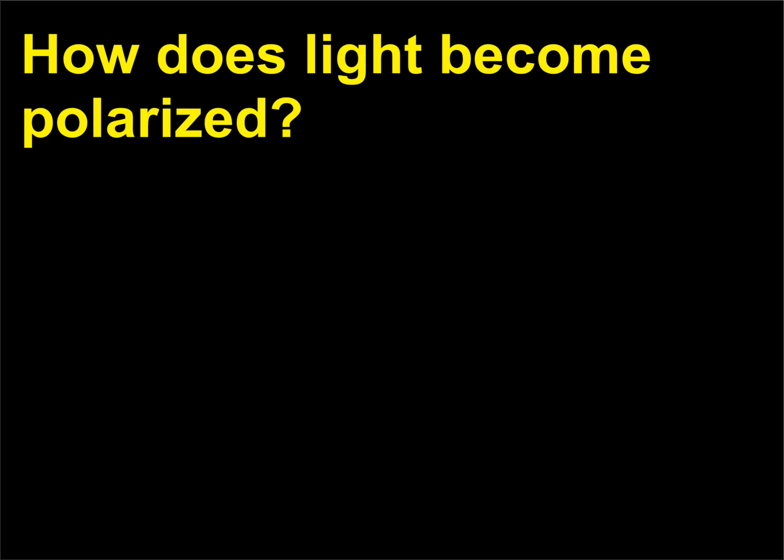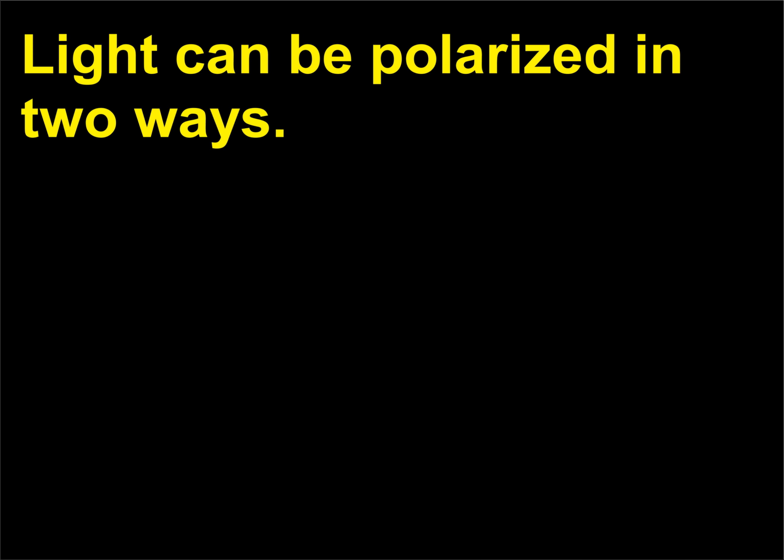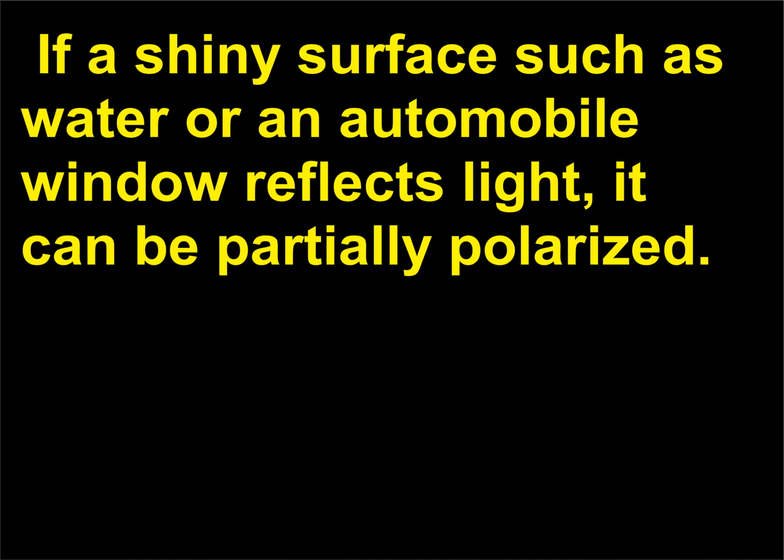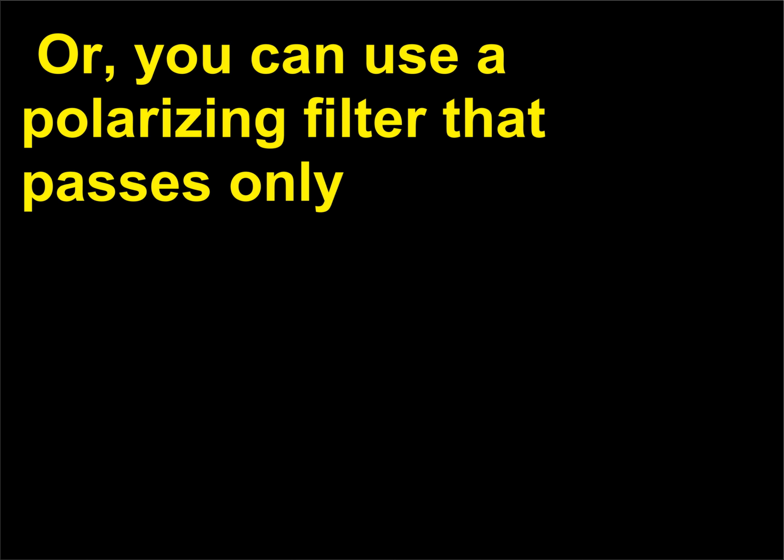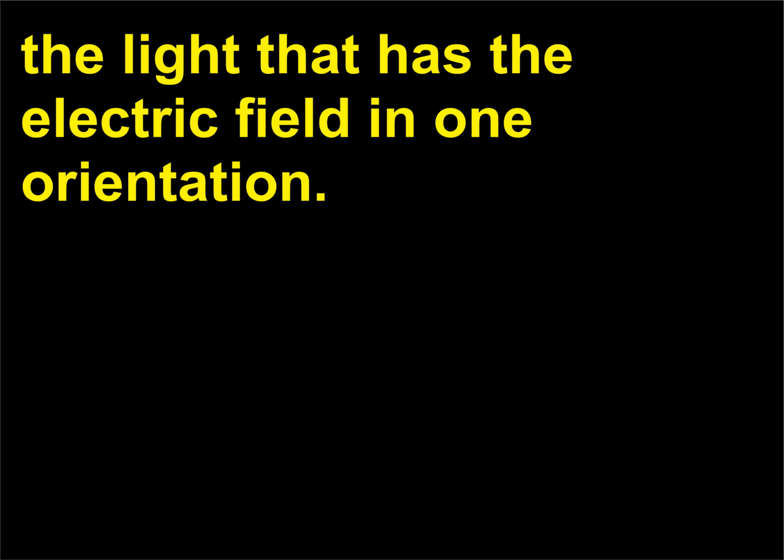How does light become polarized? Light can be polarized in two ways. If a shiny surface such as water or an automobile window reflects light, it can be partially polarized. Or, you can use a polarizing filter that passes only the light that has the electric field in one orientation.